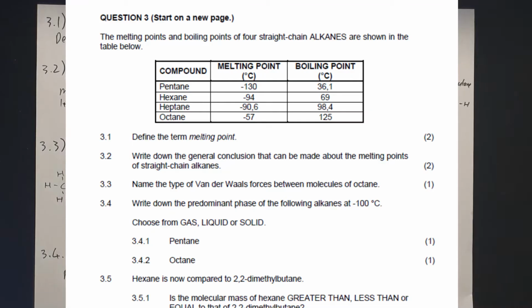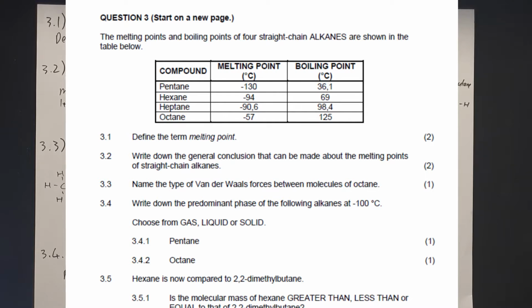Okay, let's look at question 3 of the chemistry paper. It says the melting point and boiling point of 4 straight-chained alkanes are shown in the table below. So we've got pentane, hexane, heptane, and octane, and they've given us the different melting points and boiling points over there. So 3.1 says define the term melting point.